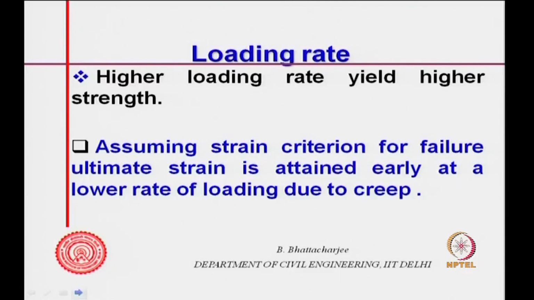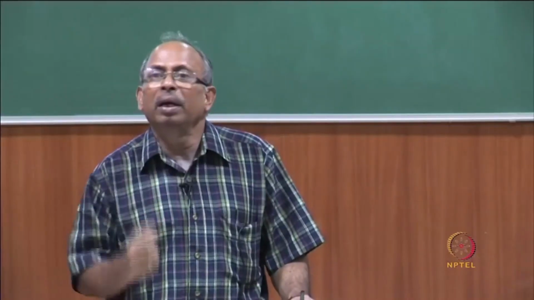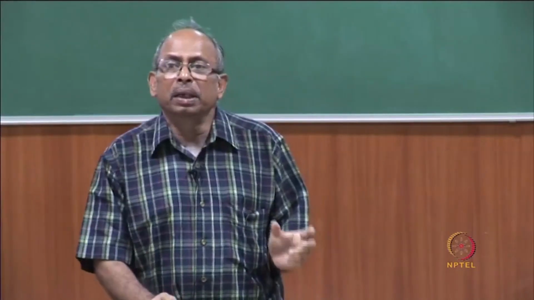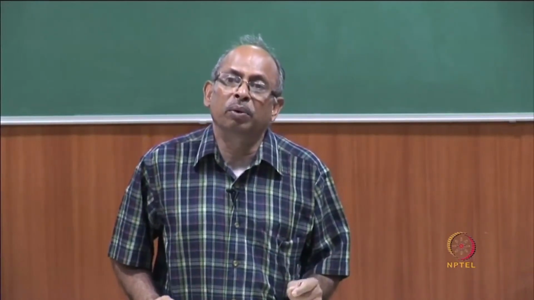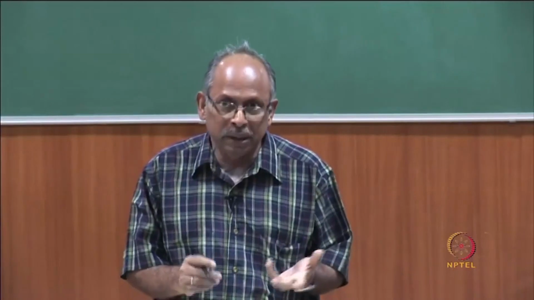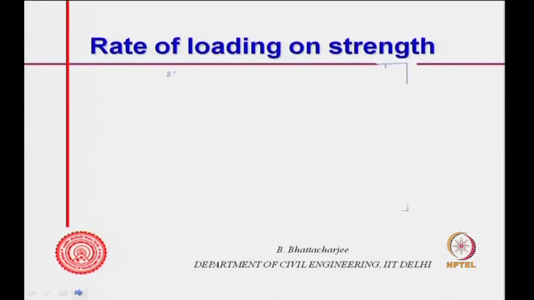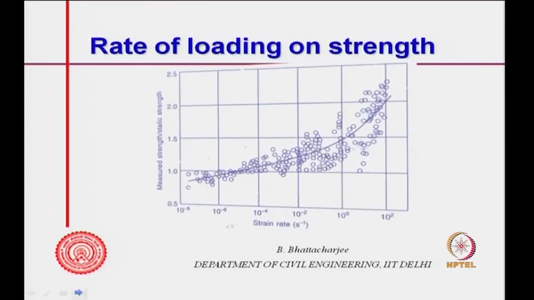Your test specimen, the cube used in concrete construction, when tested, the testing machine must have a mechanism to control the rate. Ultimate strain is attained early at a lower rate of loading due to creep. That is what we are saying: supposing we assume that fracture occurs at a certain strain, the rate of loading has an effect on strength. For example, with strain rate per second, the measured strength is higher at a higher strain rate and lower at a lower strain rate.